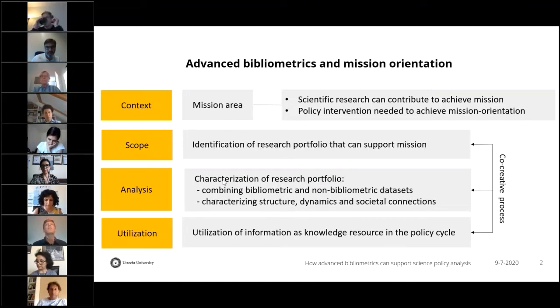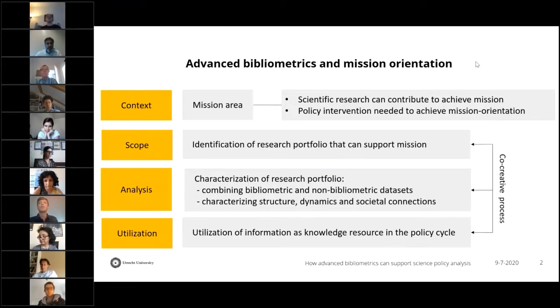And from a science policy perspective, there's an idea that some interventions are needed to achieve a better mission orientation of the system as a whole, so the innovation system as a whole, but also specifically the scientific research in there. And then what an advanced bibliometric approach can offer is that it's really about identifying a research portfolio, the body of research that is there to support the mission or is in need of more orientation towards that mission. That's still a little bit unclear to me. I'll come back to that later.